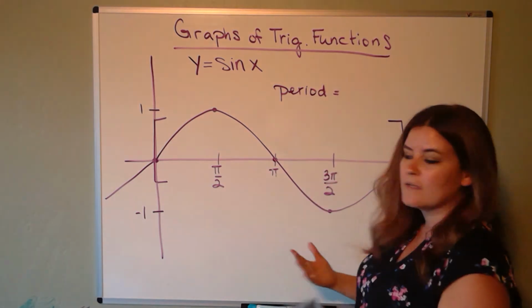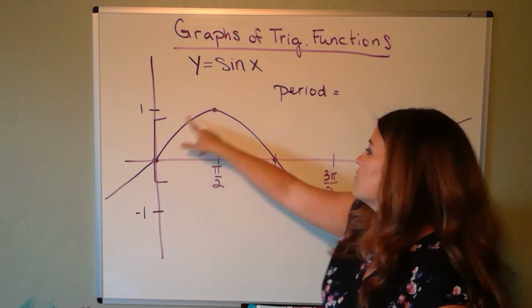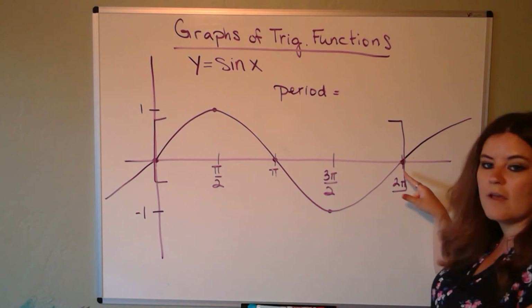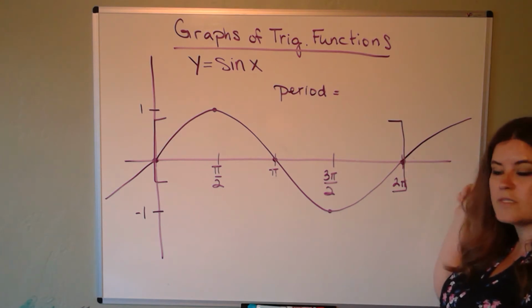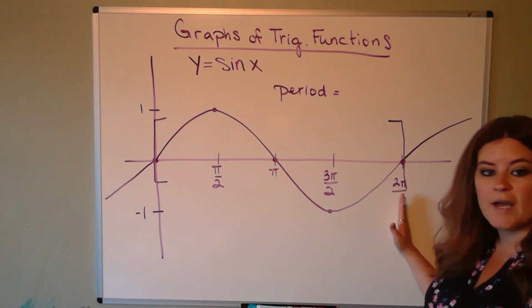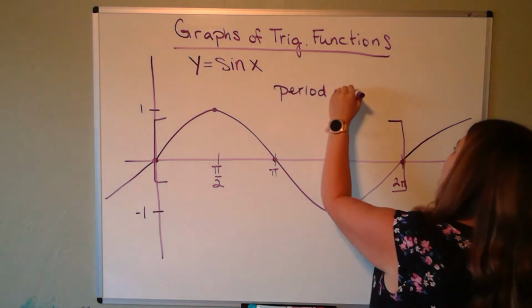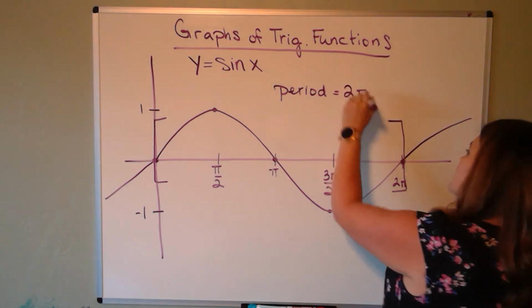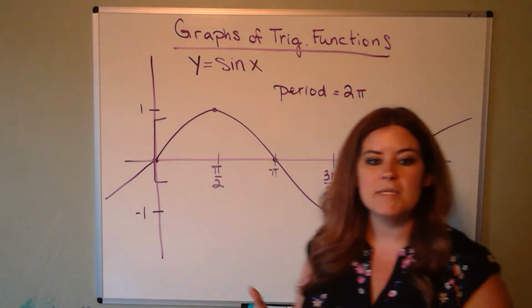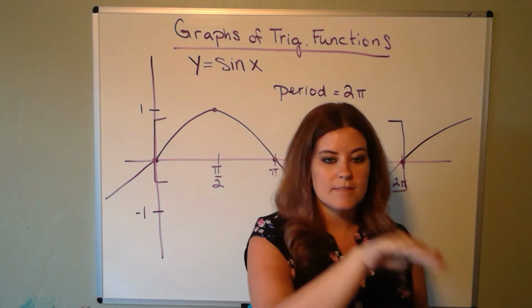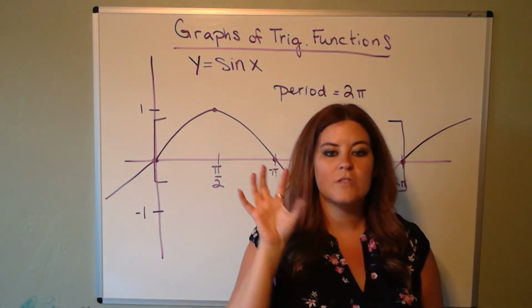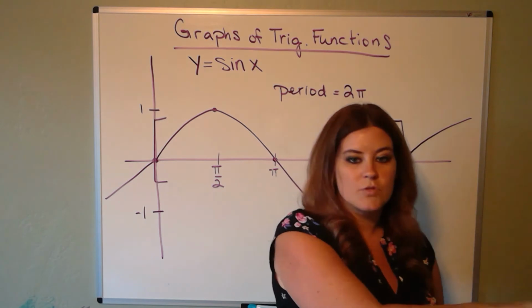So what's the period? Well, how long does it take to do one full iteration of this wave before it starts over? It takes 2 pi units, you guys. So the period of sine is 2 pi. That basically just means every 2 pi radians, it's going to repeat itself. It's just repeating in these increments of 2 pi.